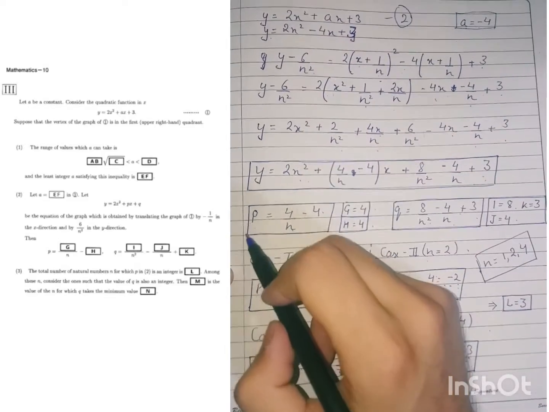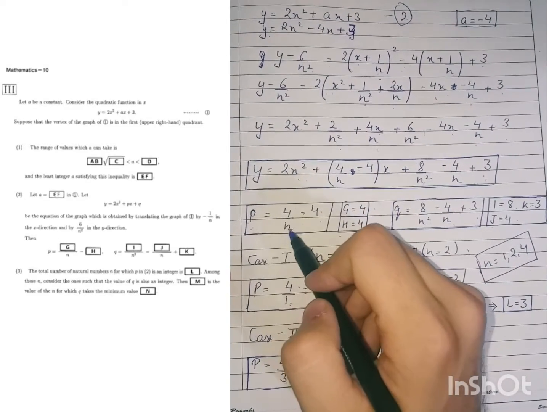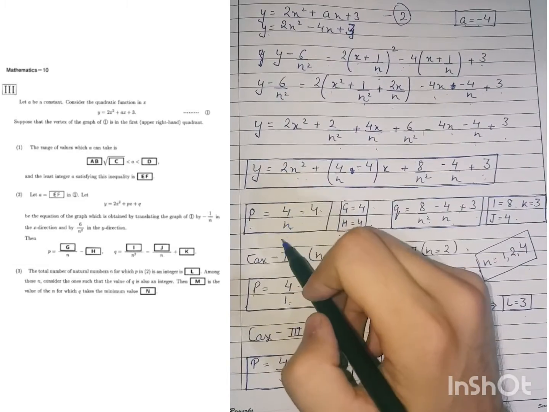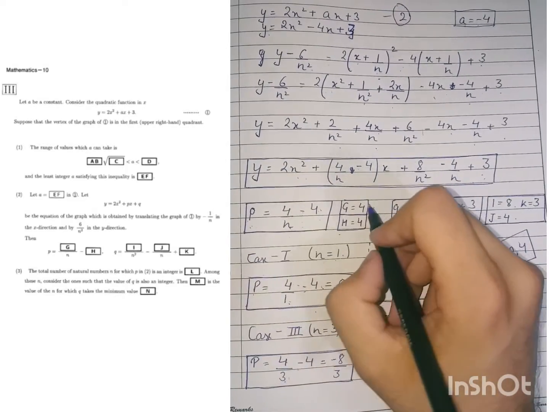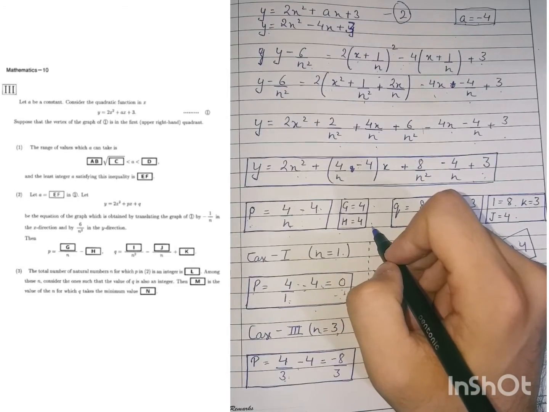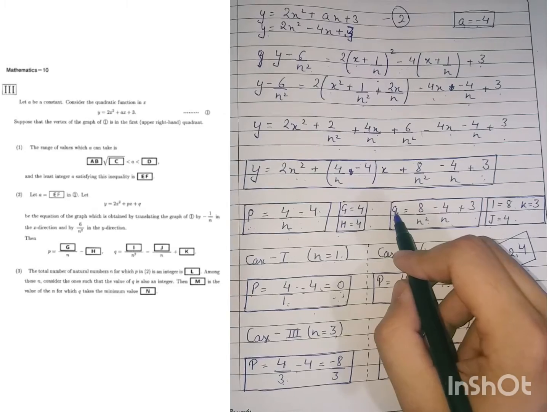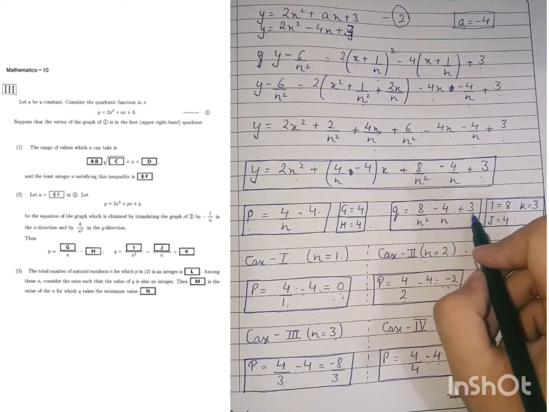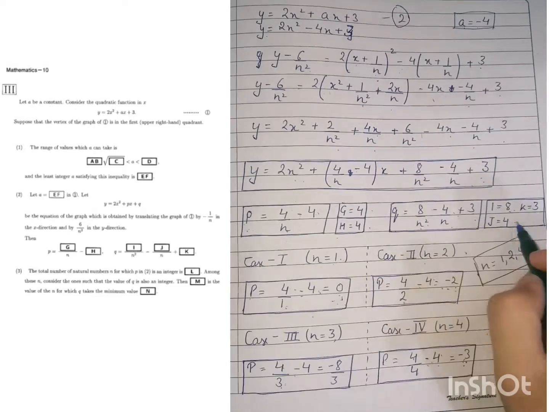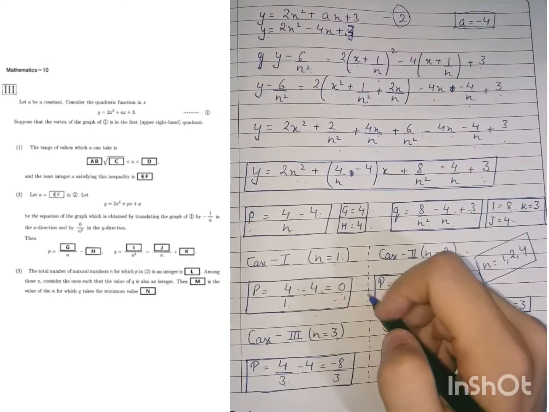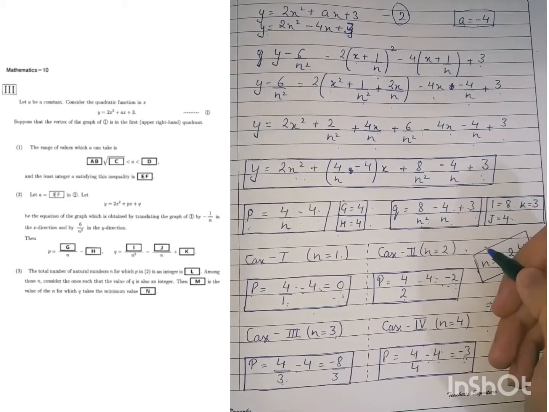So here our p is equal to 4 upon n minus 4, which is the coefficient of x. So we have got our g and h, both are 4, as we can see in the question. Q is equal to 8 upon n square minus 4 upon n plus 3. So i is 8, j is 4 and k is 3. So now we'll go on with the cases.